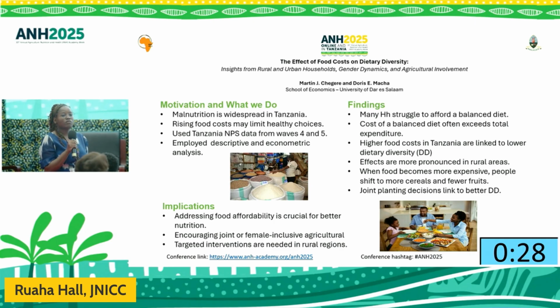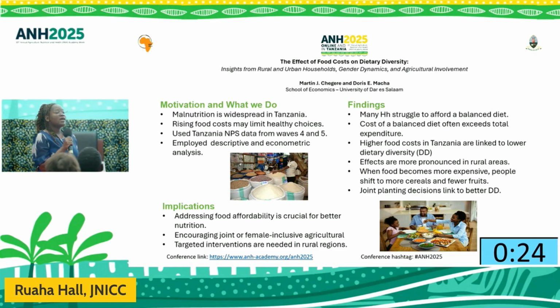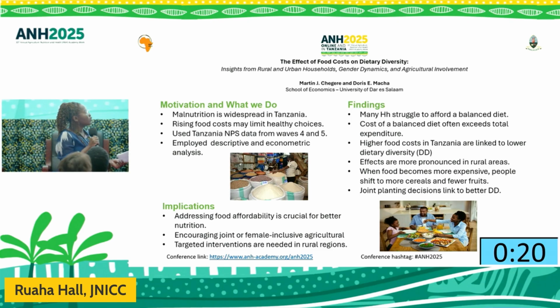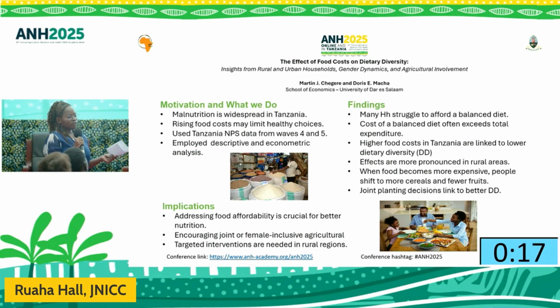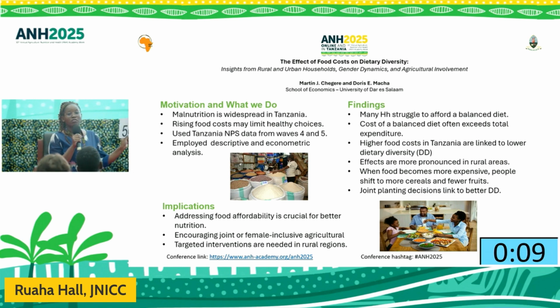And from the findings, we found that most of the households struggle in getting a healthy diet, and the cost of a healthy diet exceeds the household expenditure. And also, we find that when the food costs are very high, it's linked to lower dietary diversity, especially in rural areas. For more information on this, you can find me or Dr. Martin Chegere in booth number 56.